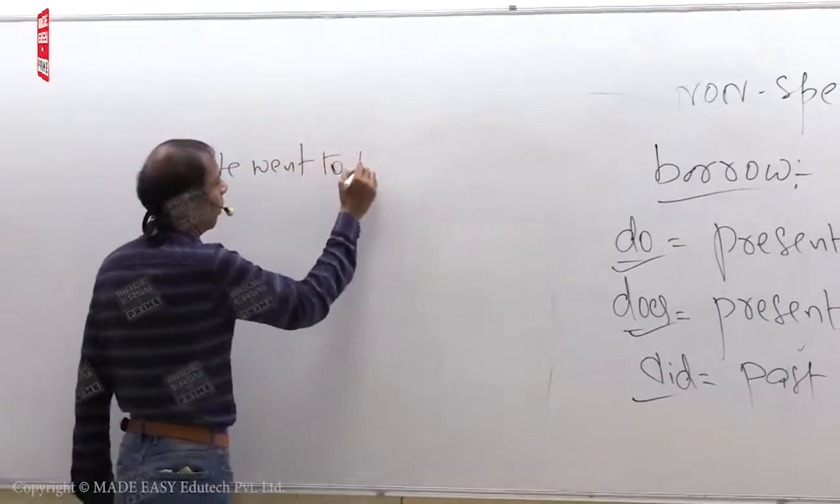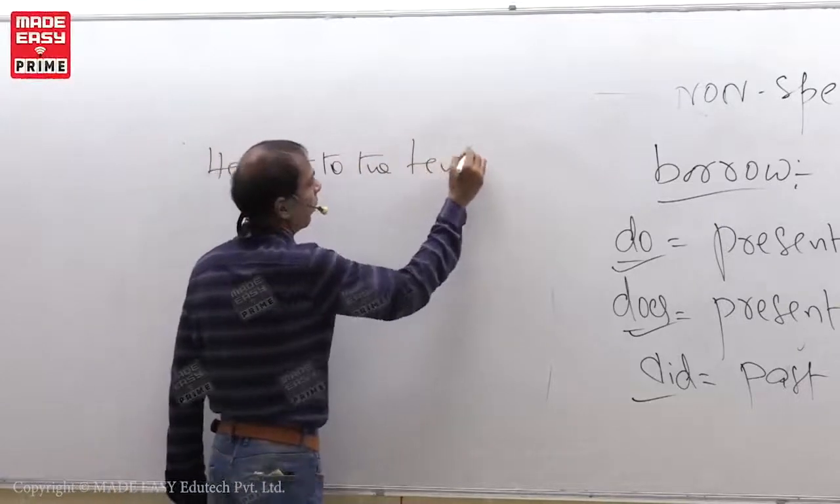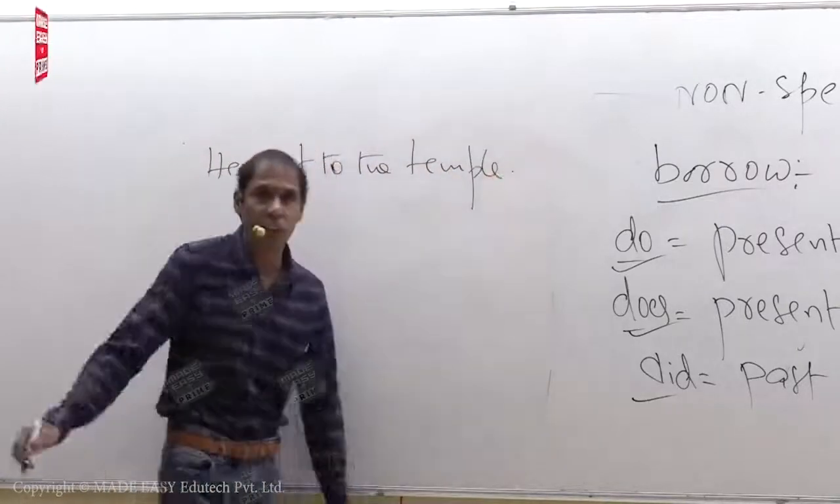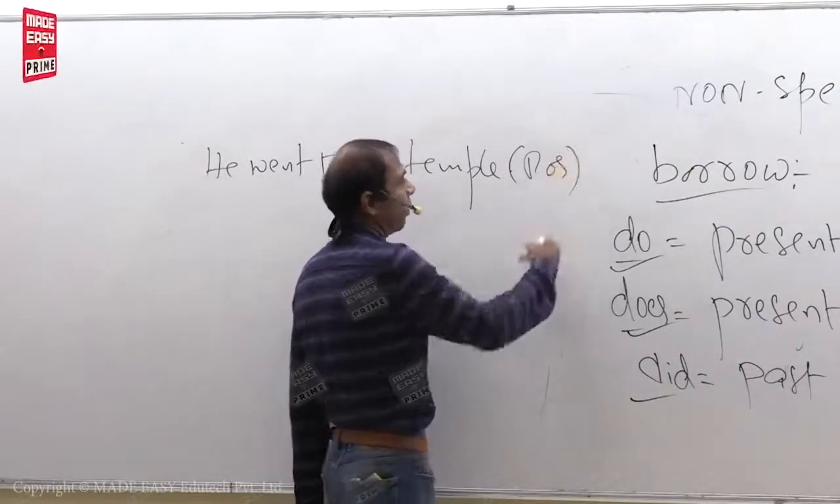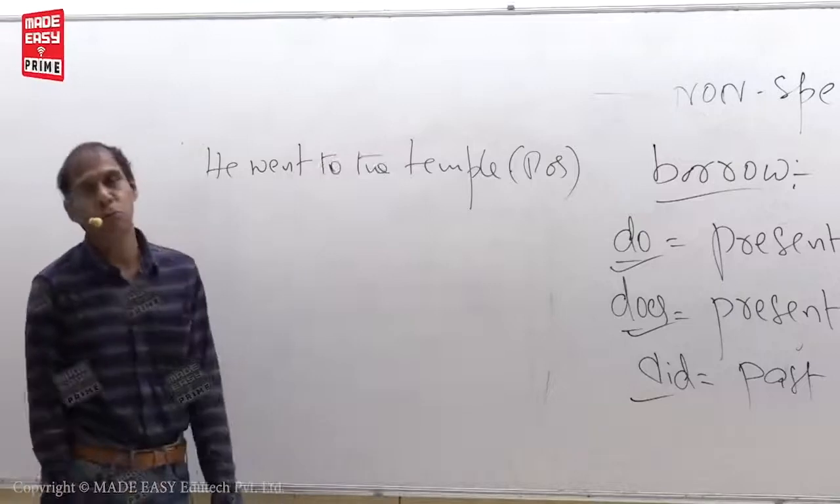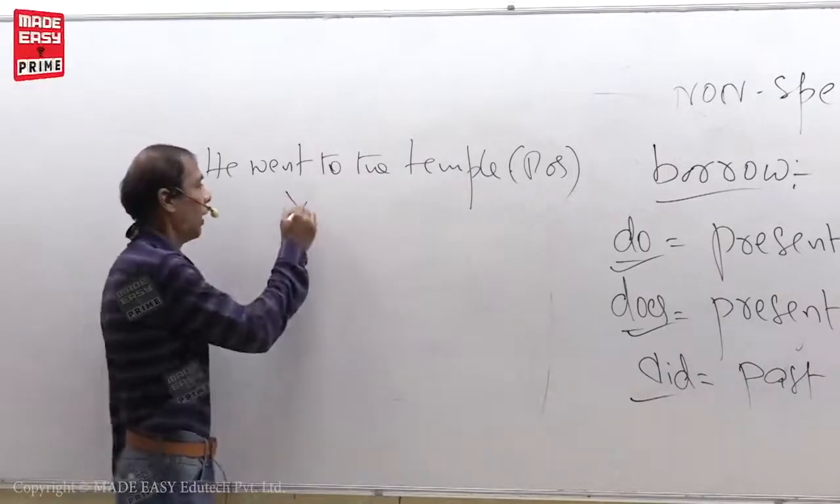He went to the temple. A sentence that gives accepting sense is called positive. Right? Now we have to make negative.